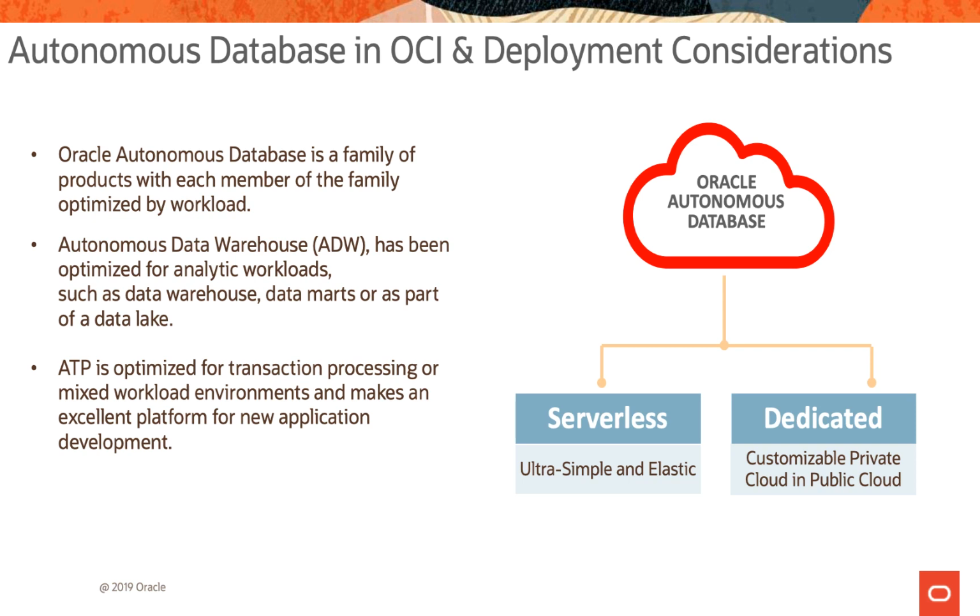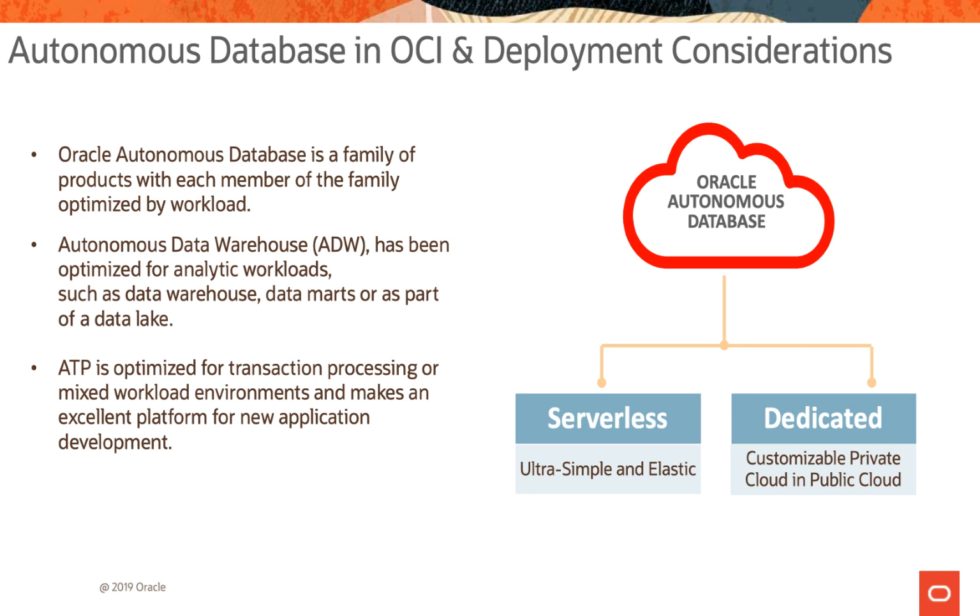When it comes to Autonomous Database in OCI, we basically have two offerings: serverless and dedicated. This is a family of products where each member of the family is optimized by workload. We have Data Warehouse, which is optimized for analytic workloads like data warehouses, data marts, or even a data lake. ATP, on the other hand, is optimized for everything else.